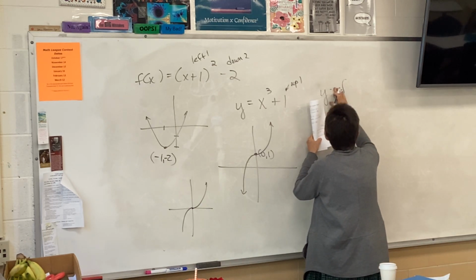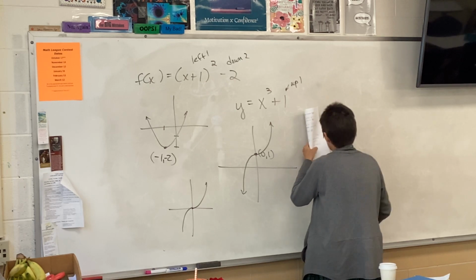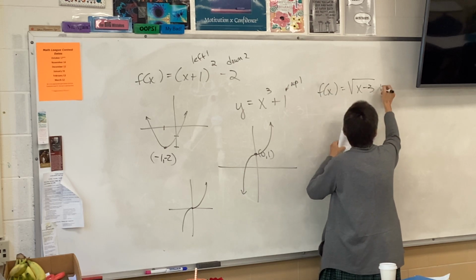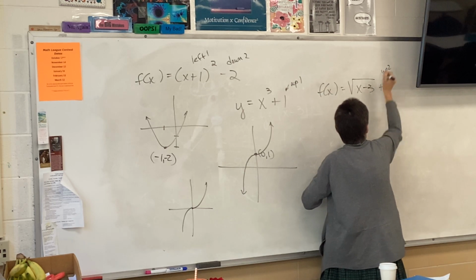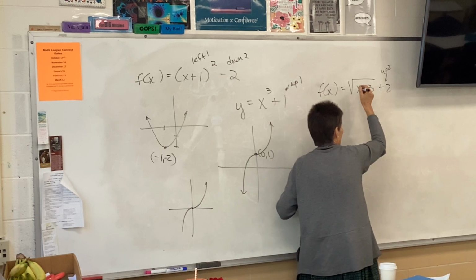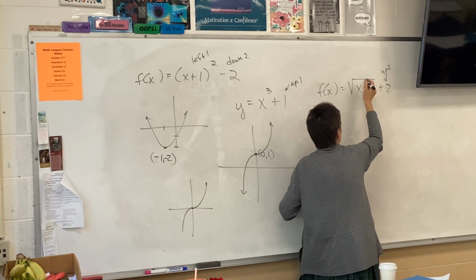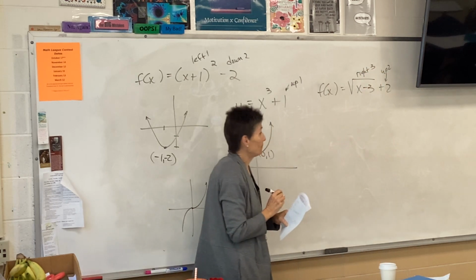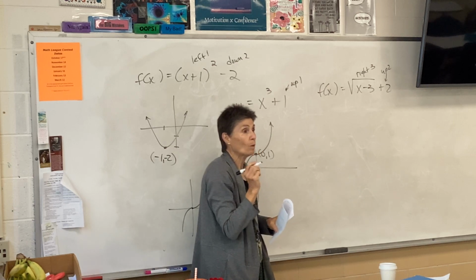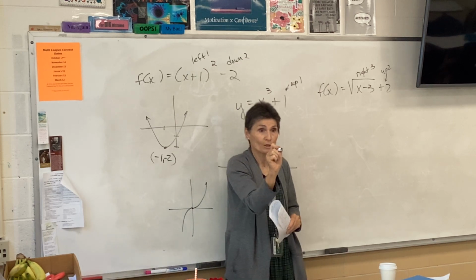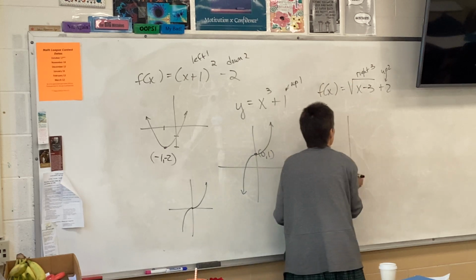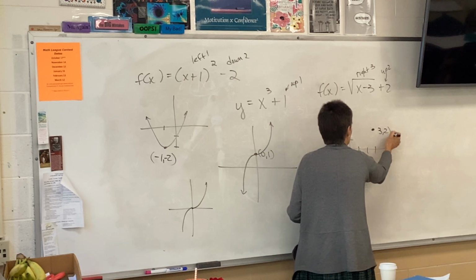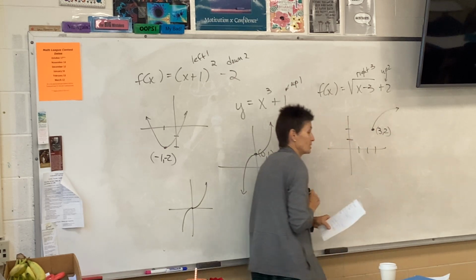What's gonna happen to this picture? Gonna go up 2. What else is gonna happen? This right here tells me I'm going up 2, what else is gonna happen? Over. Which way over? Right. So right 3, up 2. So we know what the square root function looks like. Origin, up and out. So that point now is over 3 and up 2. Just like that.